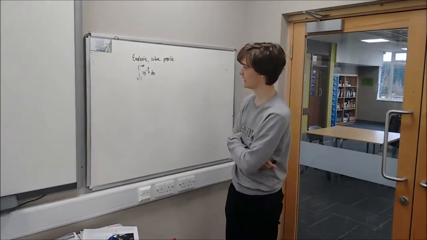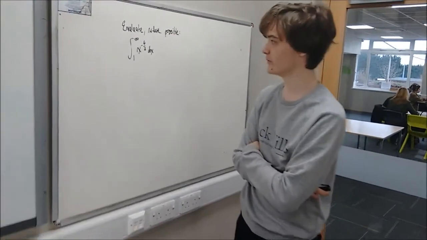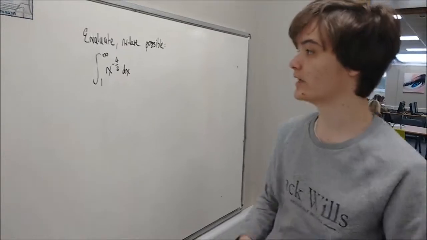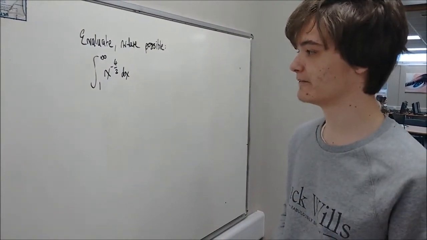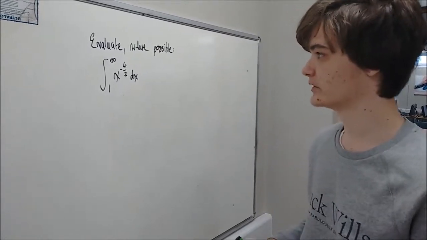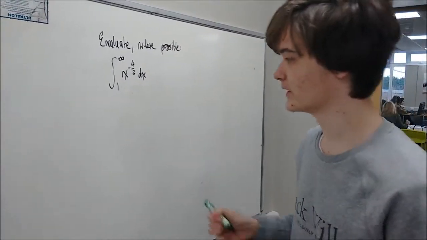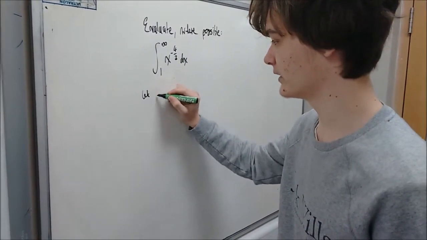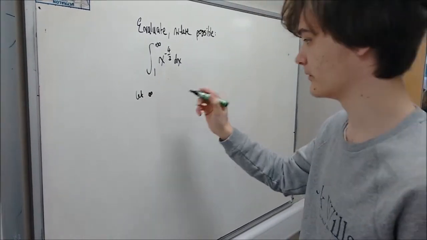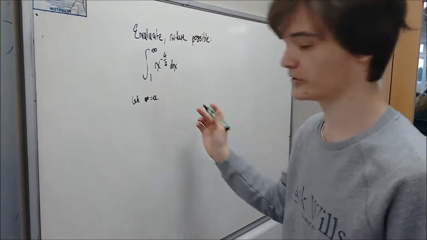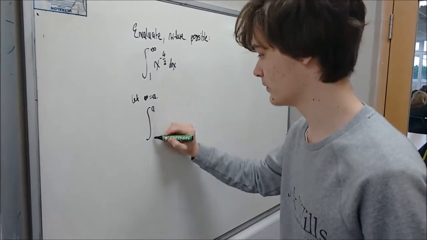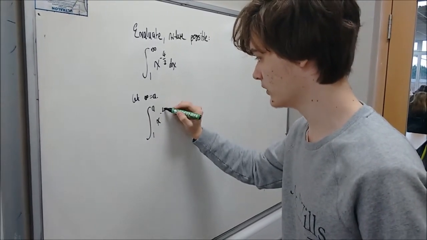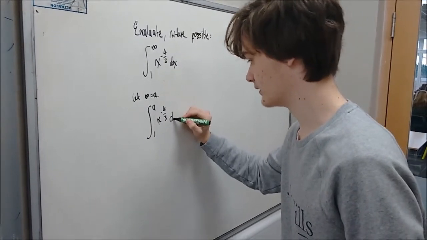Okay, today we're going to be doing improper integration, as the intro did in fact state. We're given a problem where x lies between infinity and 1, and we're going to try and solve it. It says evaluate, if possible, so that's what we're going to do. We let infinity, which is how we know it's improper, equal a. Let's just say a, it's easy. So therefore, we've got the integral from 1 to a of x to the minus 4 over 3 with respect to x.